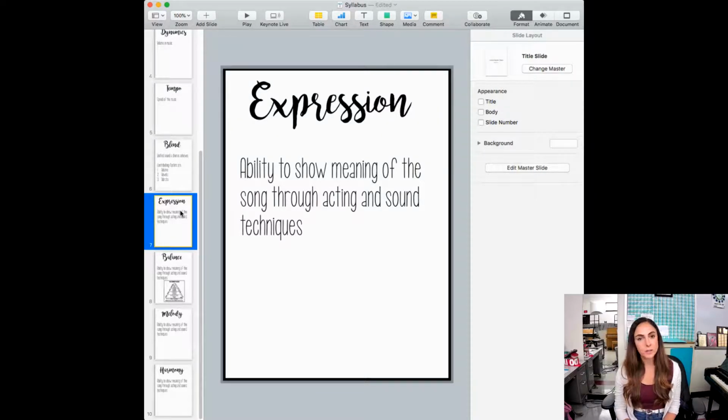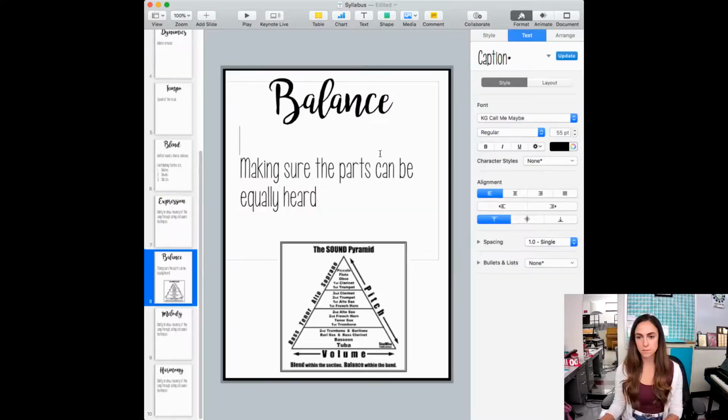Now, I know some of you might think, expression, I don't really have to do this, right? Yes, you do. Stage presence is one of the main grading categories for an all county or all state audition. Not to mention, it's way more fun to watch a musician who's expressive than one who is just deadpan face.